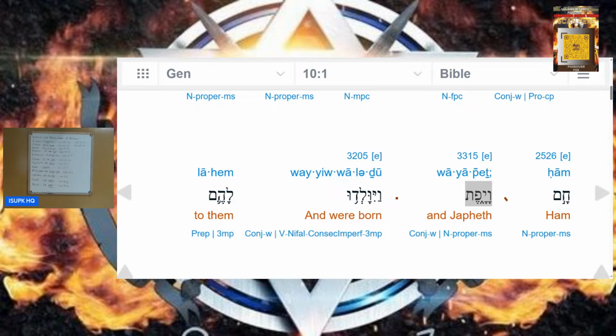And you can also see Ham in the same verse, which is right next to it. I just highlighted it. And that's Ham. So you have a Ha, then you have a Ma. It's connected. It's pronounced Ham. And you can see that also in the same verse.